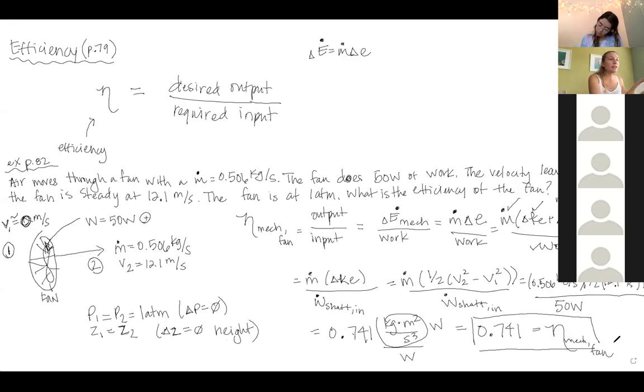On pages 82 and 83 in your textbook, it goes over efficiencies for different pumps and turbines, and how you can manipulate the equation of output over input for different situations. Please read those on your own. I don't feel like we have time in class to go over them individually. You don't really have to memorize them if you understand what your input and what your output is for all of these systems.